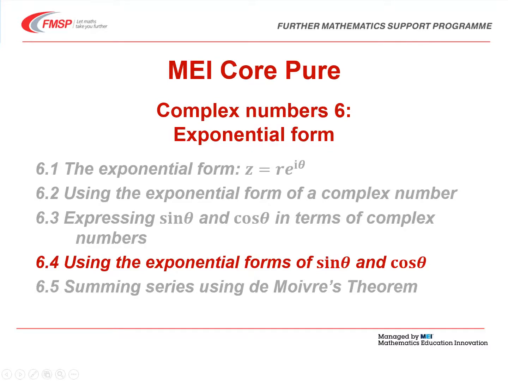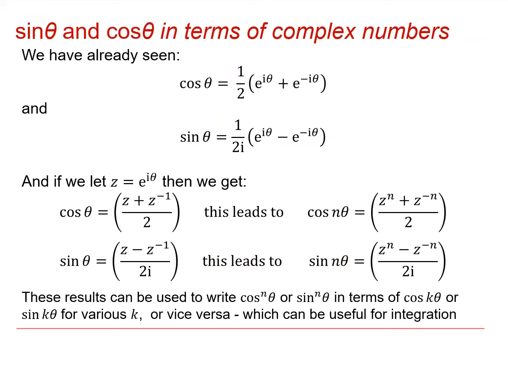This is a video for MEI Core Pure Mathematics, complex number 6, exponential form, 6.4, using the exponential forms of sine theta and cos theta. We've already seen expressions for cos theta and for sine theta in terms of e to the i theta, and we saw these derived in a previous video. Let's take that a little bit further.